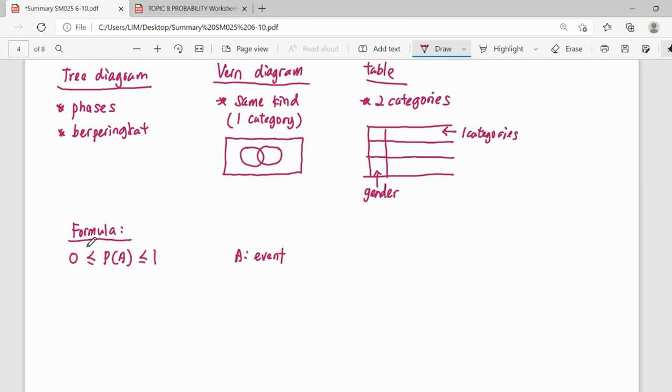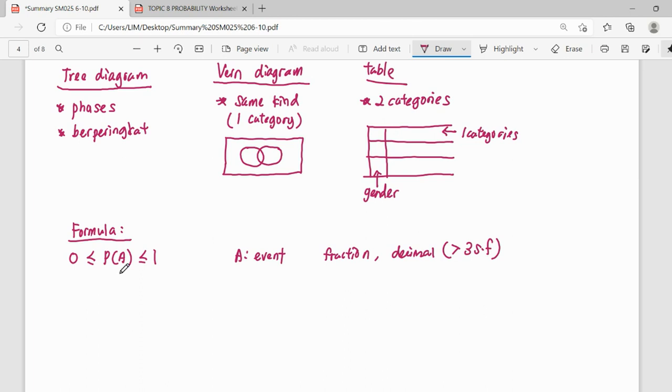So our probability will be between 0 and 1. Normally it will come as a decimal. You can give it in fraction or in decimal. When you give it in decimal, make sure you give at least 3 significant figures. So you can give your answer in fraction or decimal, with decimals at least 3 significant figures. Normally we use 4 decimal places, or give more. Okay, so that will be our general knowledge on probability.